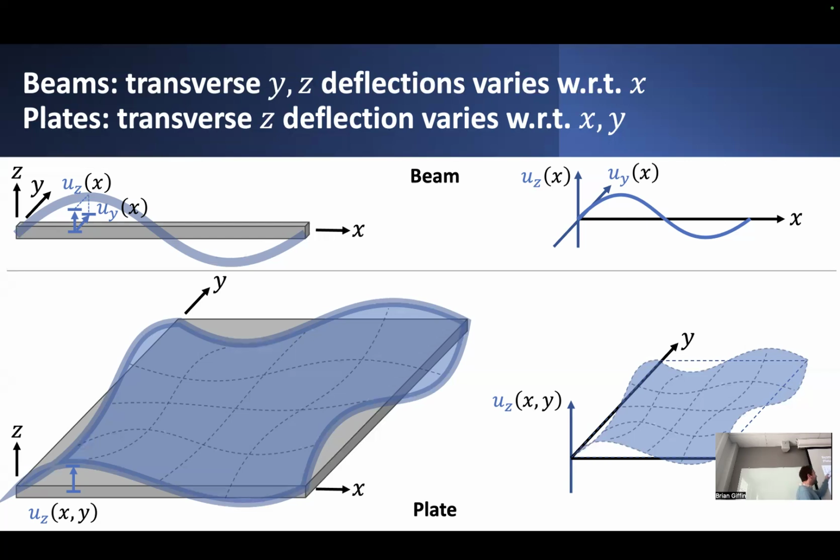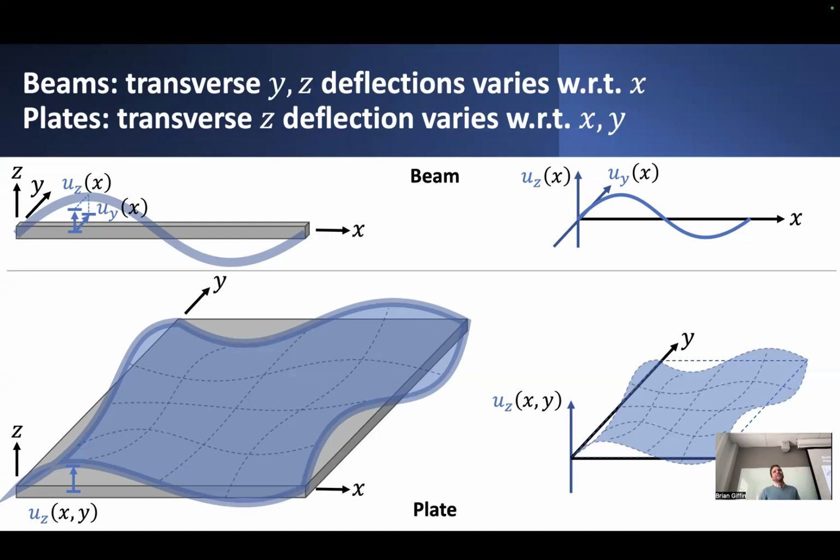So if I apply maybe some in-plane or transverse loading to this beam, it'll deflect transversely. And it might deflect in the Y direction, or it might deflect in the Z direction, or it might deflect in some kind of combination of the two. So under transverse loads, I obtain these transverse displacements of my beam.